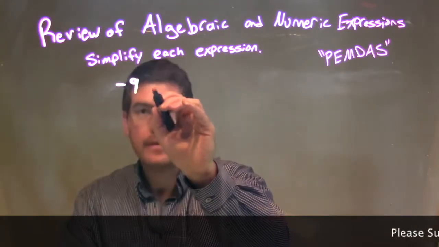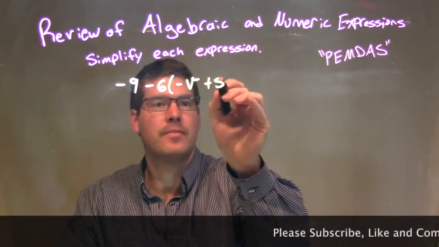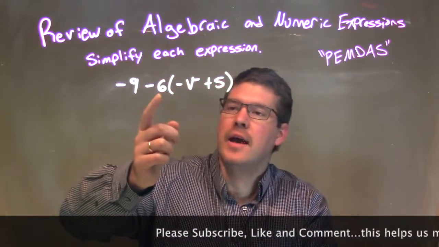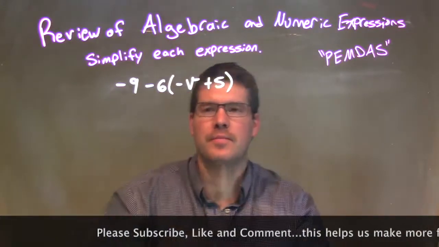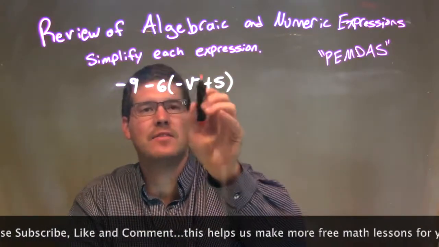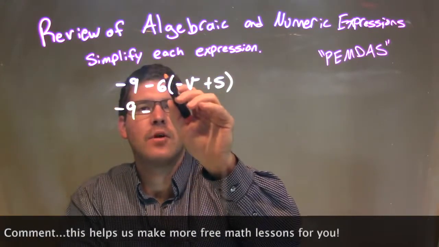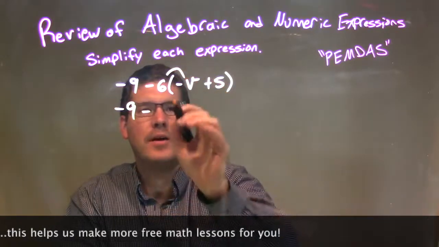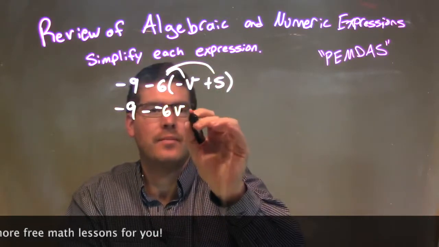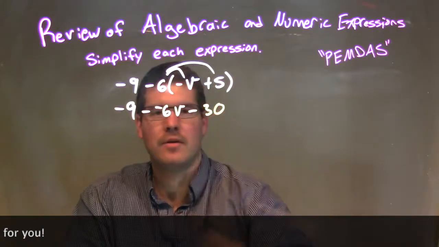Negative 9 minus 6 times negative v plus 5. Well, if I'm simplifying this, I see I have my negative 6 outside this parenthesis minus v times 5. Inside the parenthesis, negative v and 5 I cannot combine. So I'm going to have to distribute that negative 6 multiplication across. So negative 9 comes down, minus negative 6, or minus 6 times negative v. Right there is a negative 6v. And 6 times 5, or negative 6, right, times 5 is a negative 30, or minus 30.